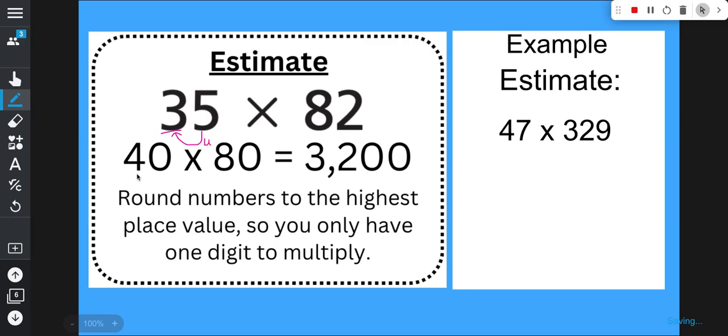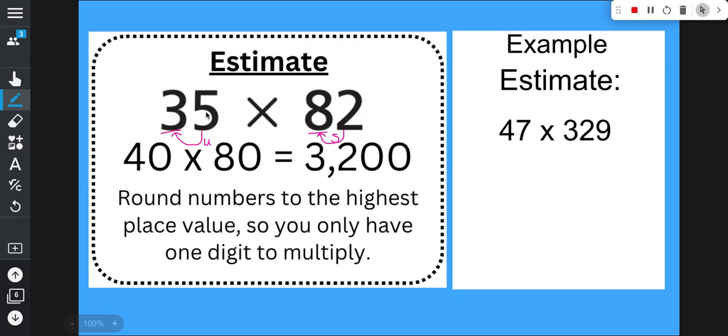So we get 40. On the next one, we're going to round to the tens digit of the 8, and the 2 is going to say stay. So I end up with 40 times 80, and I get an answer of 3,200.